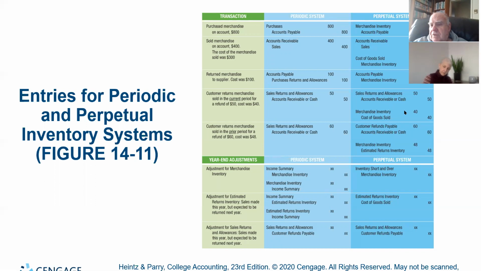So we got that $40 coming back into our inventory. We're assuming it's still good, ready to sell. Credit cost of goods sold. Any questions on that one, Lori? No. Yeah, the returns are a little trickier because, just like with a sale, you have to worry about the inventory and cost of goods sold impact.